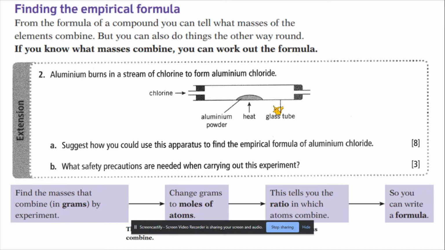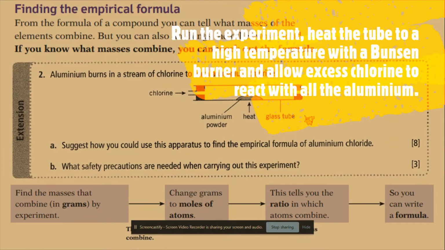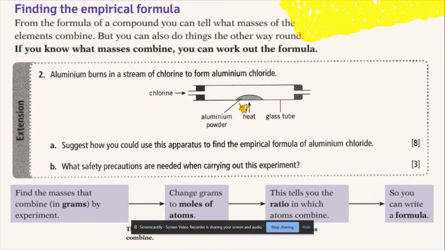And then you could connect up the apparatus. You could connect up the chlorine to the glass tube. You would run your experiment, you would heat it, you would allow the chlorine to pass through. You would obviously have to assume at this stage that the aluminium chloride that forms as a result of the combination stays within the glass tube. More on that a little bit later. And then you'd allow it to cool down. You would ensure that the experiment is complete.